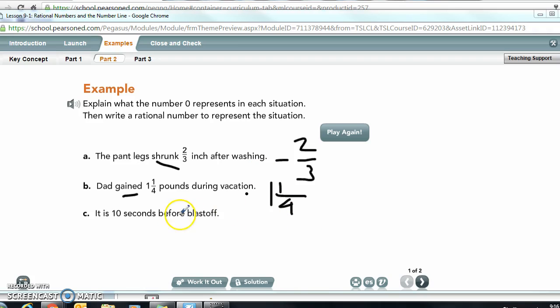Okay, it is 10 seconds before blast off. Okay, if we look at before, it's going to be a negative 10 seconds because we're before they go off. Okay, if it was plus, that means they're going off after. Okay, I know that one's tricky, but the key here is before blast off. So it's 10 seconds. They're counting down before they get to 0.